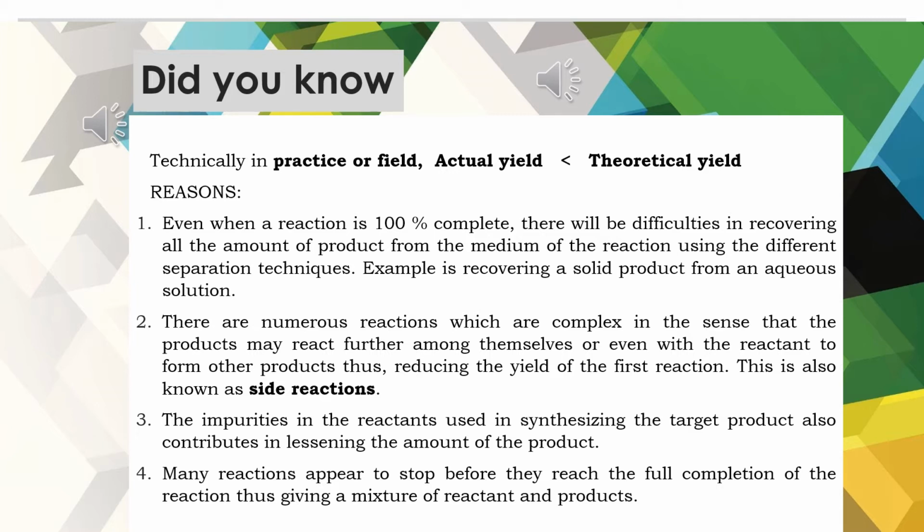Second, there are numerous reactions which are complex in the sense that the products may react further among themselves or even with the reactant to form other products, thus reducing the yield of the first reaction. This is also known as side reactions. 3. The impurities in the reactants used in synthesizing the target product also contributes in lessening the amount of the product. And 4. Many reactions appear to stop before they reach the full completion of the reaction, thus giving a mixture of reactant and products.